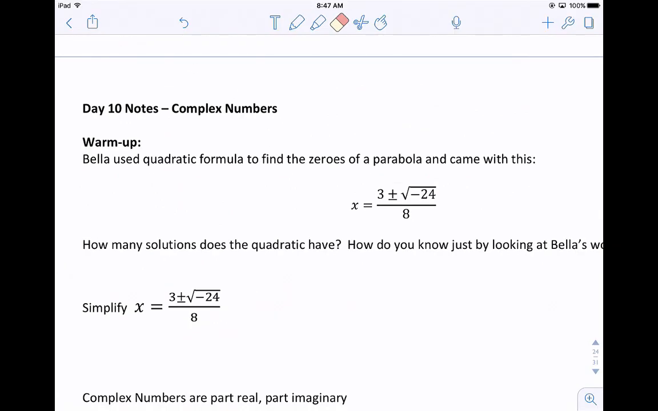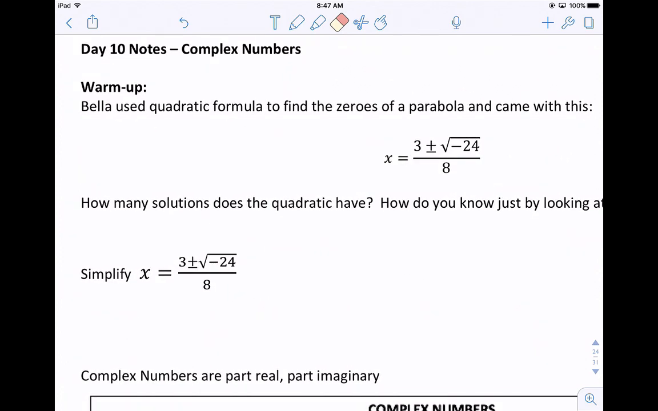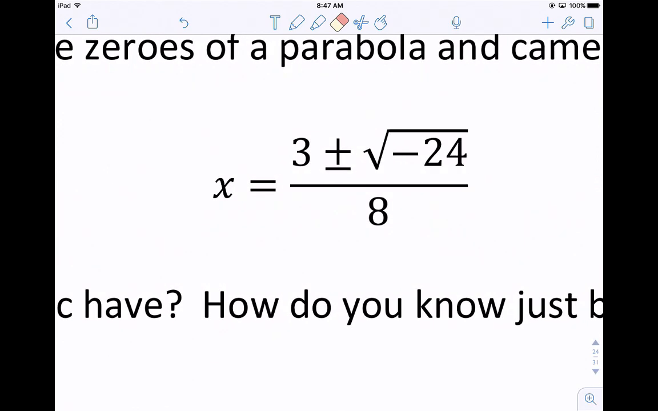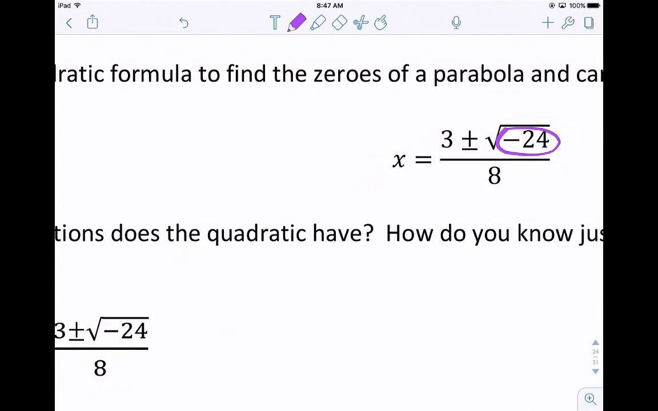Yesterday we looked at imaginary numbers and how you find them using the quadratic formula. Warm up. Bella used the quadratic formula to find the zeros of a parabola and she came up with this. How many solutions does the quadratic have and how do you know just by looking? Well, we learned that the discriminant tells us how many solutions there are, and if it's negative, there were no real solutions. But yesterday we looked at how if there are no real solutions, there are still two imaginary solutions.